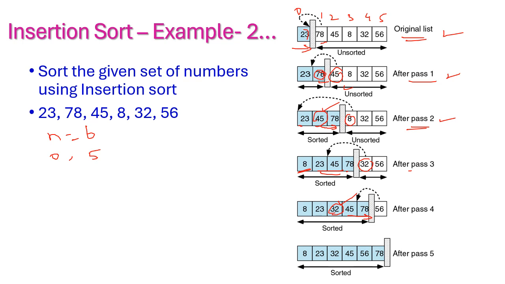And finally the value 56. So the 56 will be stored before 78 and after 45. So this is the place for 56. So at the end of pass 5, all the 6 data items will get sorted. So this is called insertion sort.